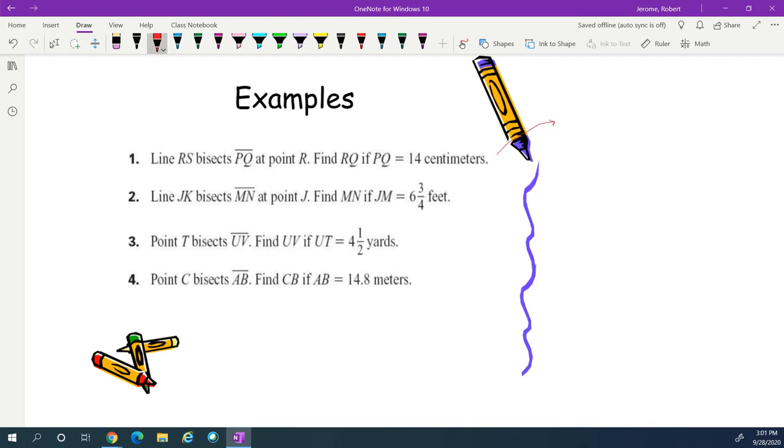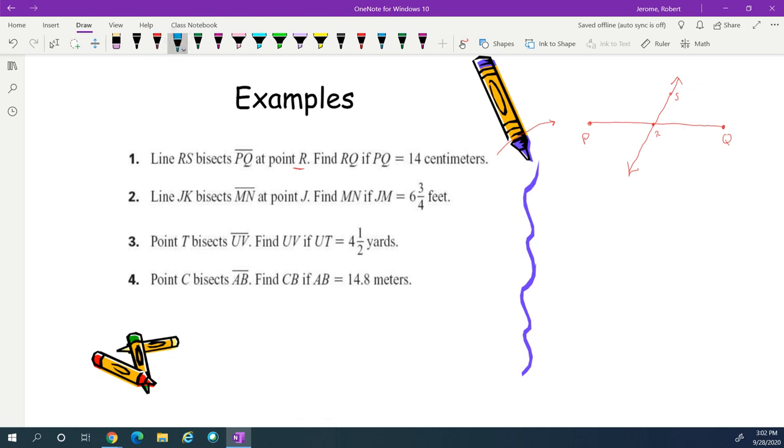Line RS bisects segment PQ. I need PQ first. I can't cut the sandwich unless I make the sandwich first. So I need PQ first. Now, we have a line that bisects it, so it's going to go right through the middle. It's going to go through that point right there, and it's a line. That line is called RS, but it bisects it at R, so that means right there is R. S is just somewhere on there. Doesn't matter, but R has to be in the correct spot.